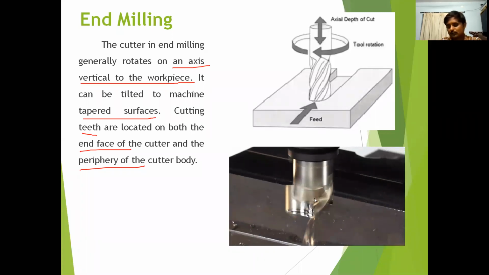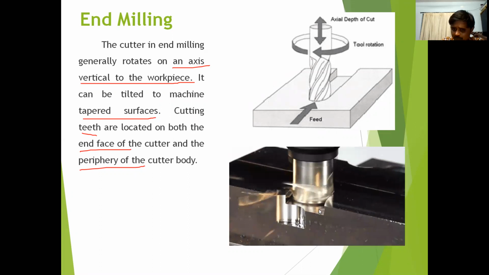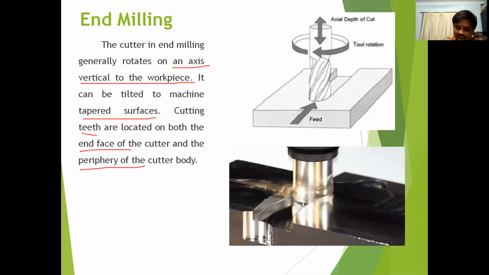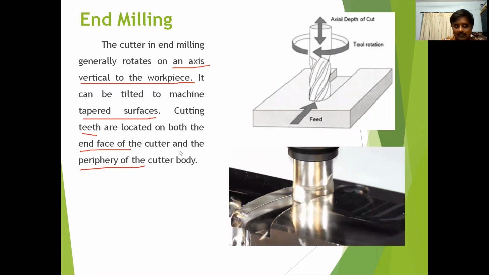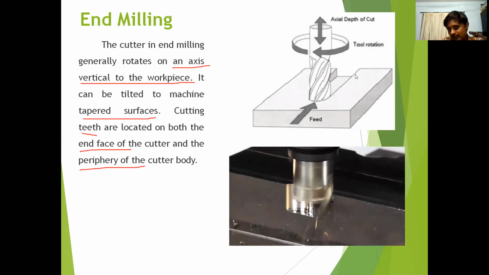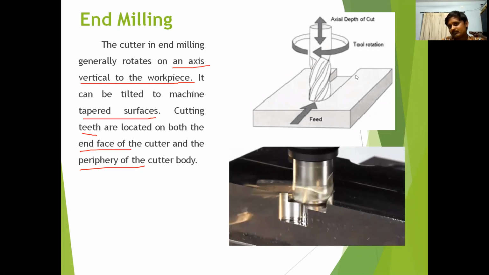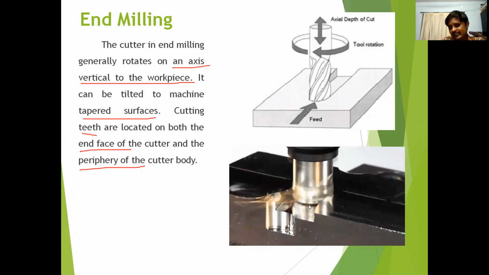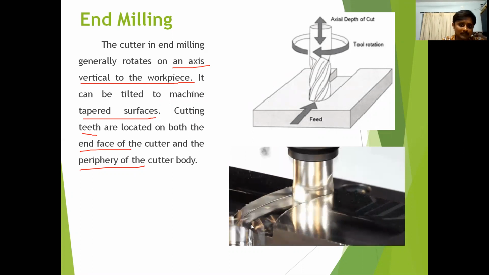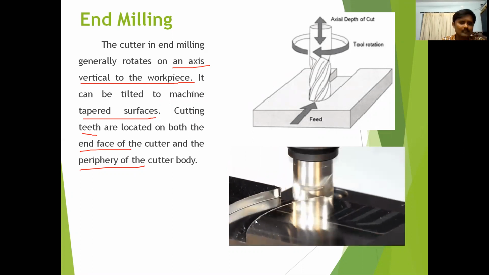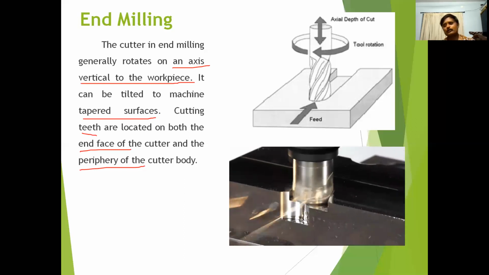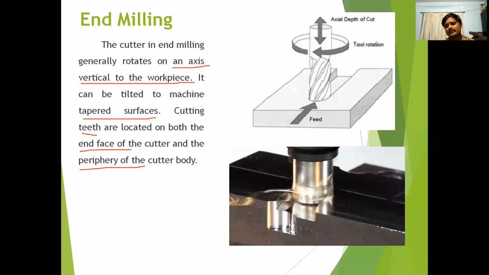So by using this cutter, you can remove the material in different directions. By using the cutting teeth situated on the periphery surface, we are going to remove the material from the edges. And also at the bottom, at the end face of the cutting tool, some cutting teeth are there. By using those cutting teeth, the material is removed from the top surface of the workpiece. So by using this end milling cutter, we can remove the material in different directions.